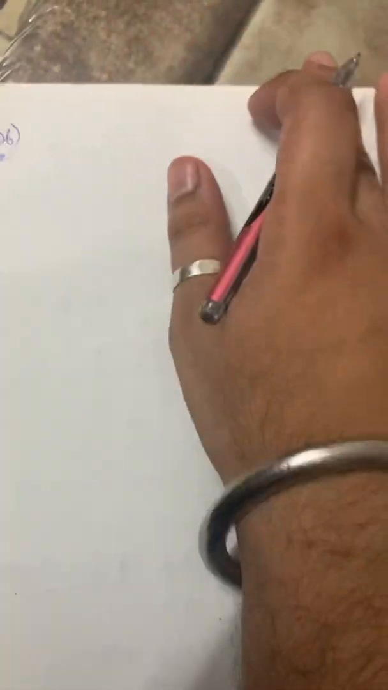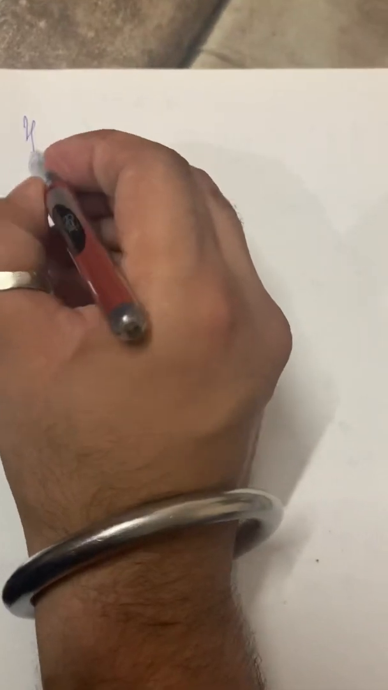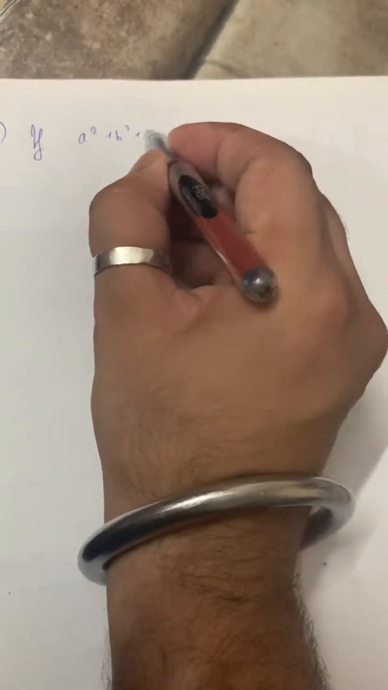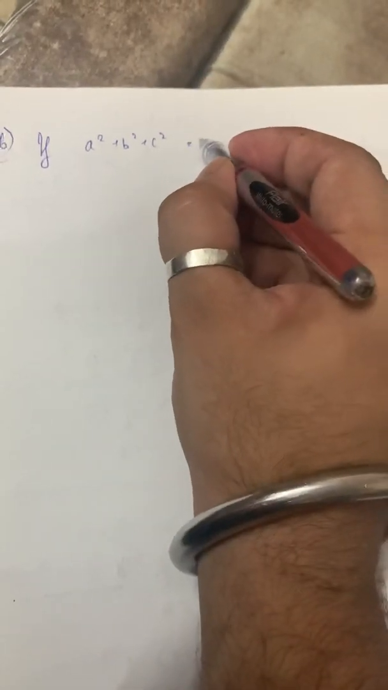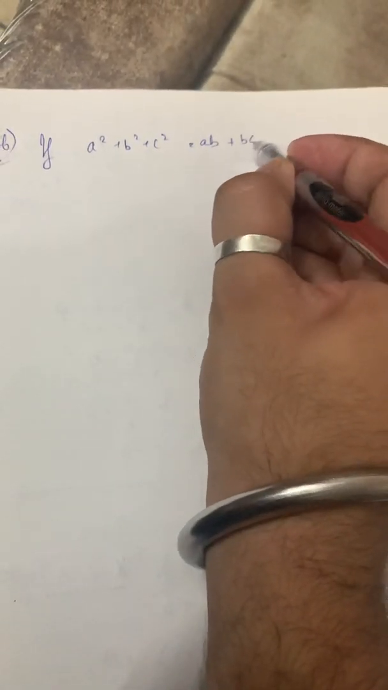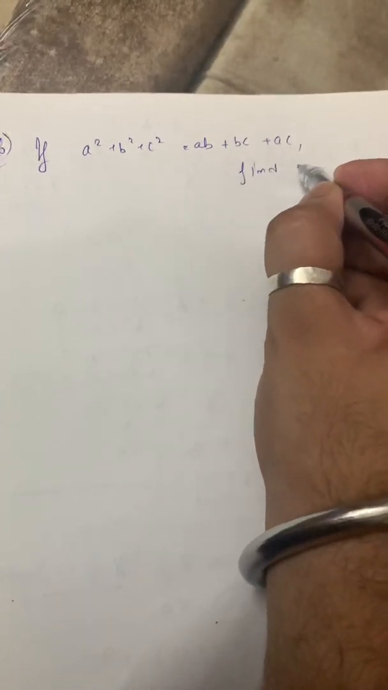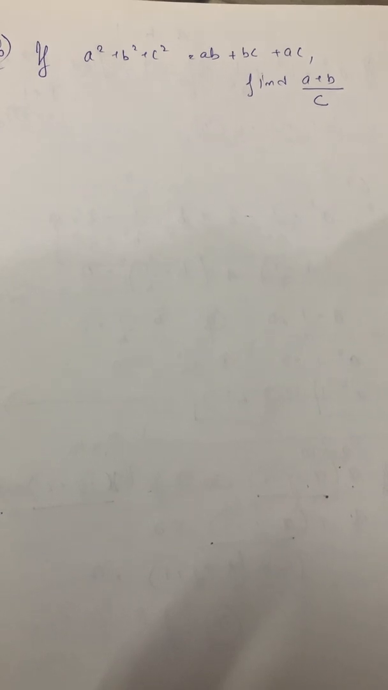Let me give you the next question. Question number 6. If a square plus b square plus c square is equal to ab plus bc plus ac, the question is to find a plus b divided by c. Okay, try by yourself. First of all, I'll give you 30 seconds to think on this.